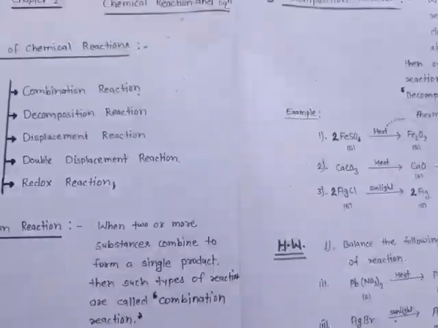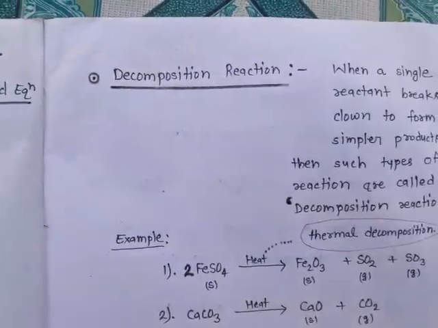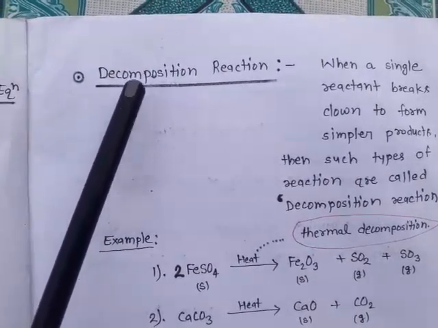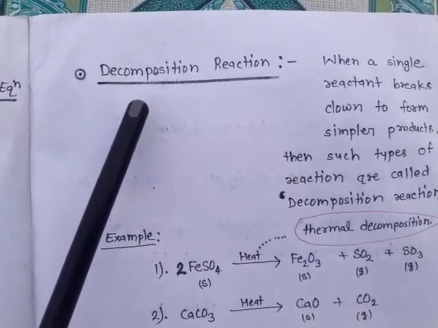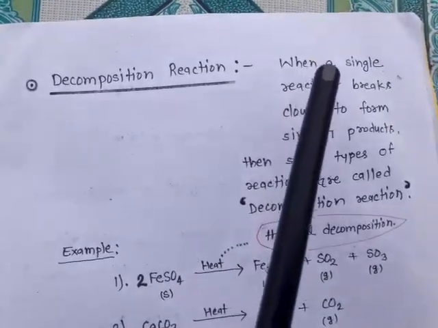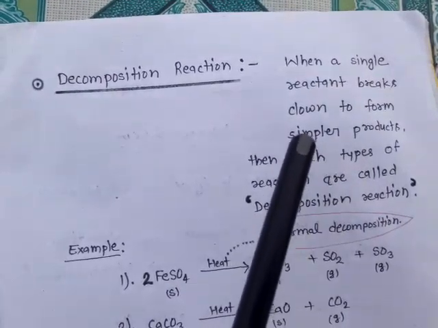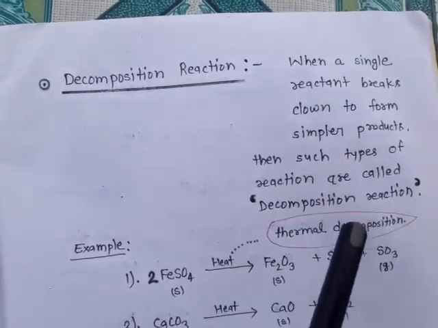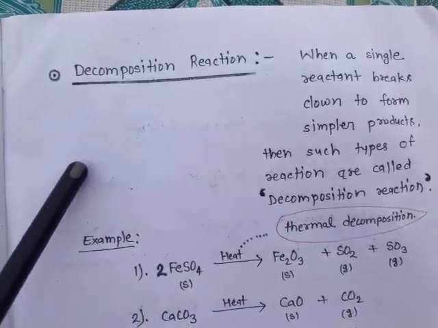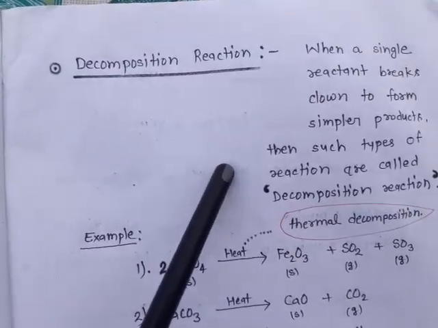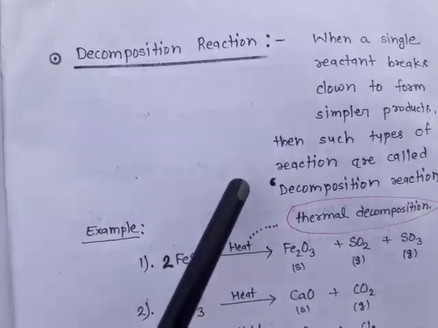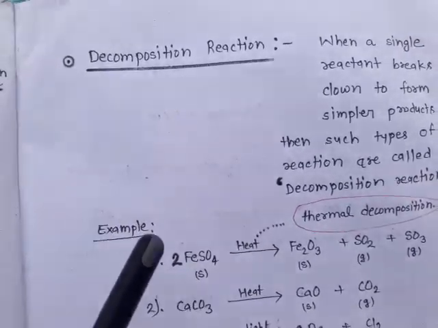Now we move to our second type, decomposition reaction. What is a decomposition reaction? First of all, let us figure out the word decomposition, from the word decompose. It means split, or break down into simpler substances. Now when a single reactant breaks down to form simpler products, such types of reaction are called decomposition reactions. That means when a single reactant breaks down and forms simpler products, that means two or more products. Okay.